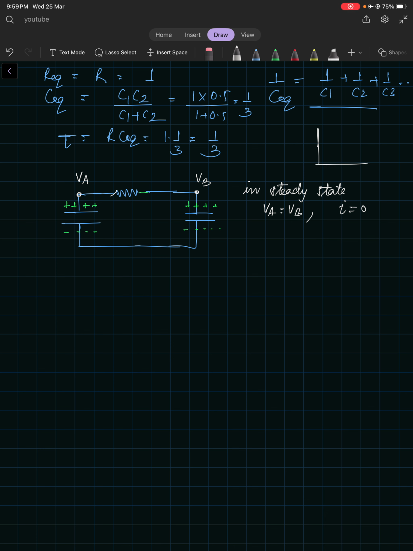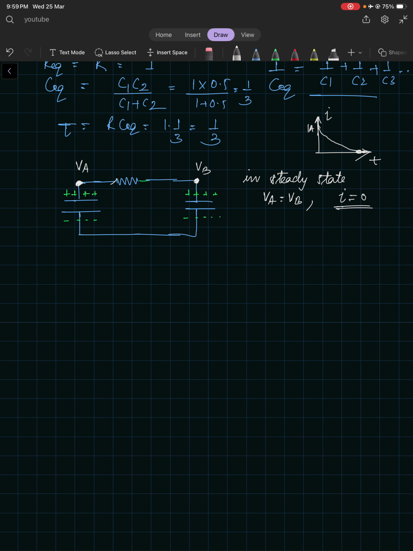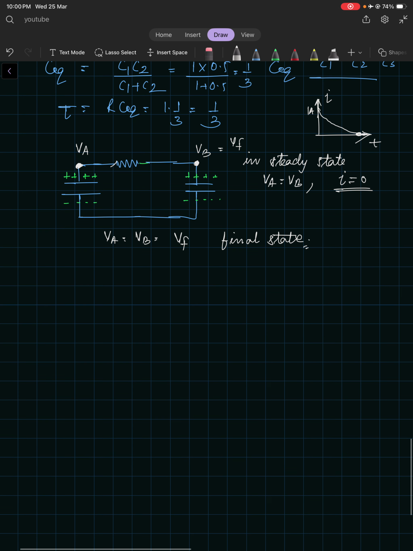You remember we have drawn the curve of I, and in steady state it was going to 0, from 1 ampere, with time on the axis. Zero current means definitely VA and VB have to be equal. So let's call VA and VB in the final state VF: VA is equal to VB is equal to VF, the final or steady state.